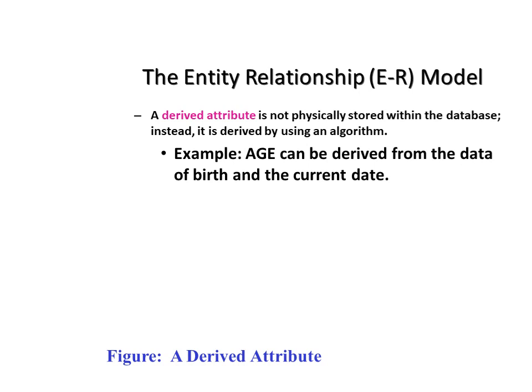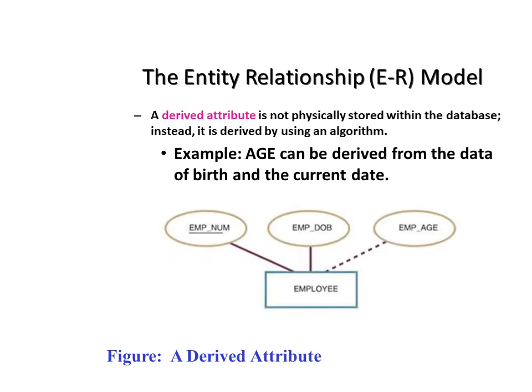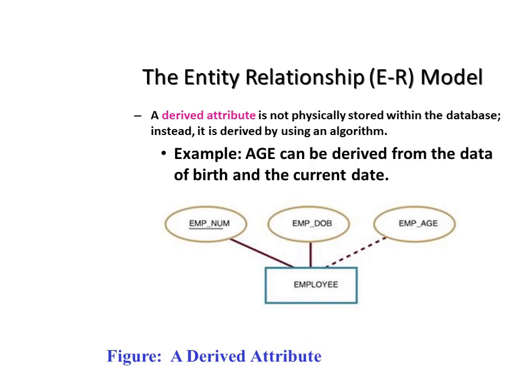Derived attribute is not physically stored within the database. Instead, it is derived by using an algorithm. The best example is if the date of birth is given for a person, you can derive age. So this is the best example.